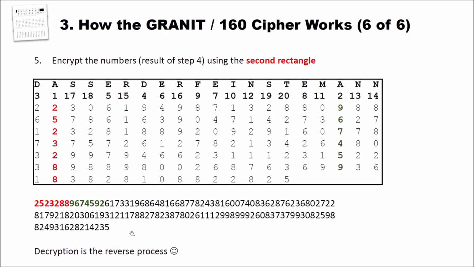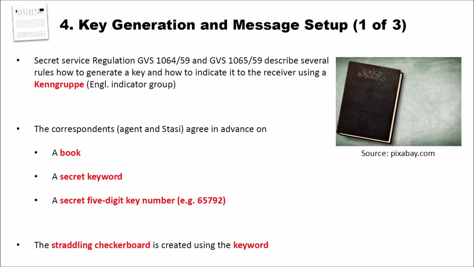So we have now encrypted the text with a straddling checkerboard and 2 times with a columnar transposition cipher, which is a double columnar transposition cipher. Now let's have a look how we generate a key and how we set up our message.